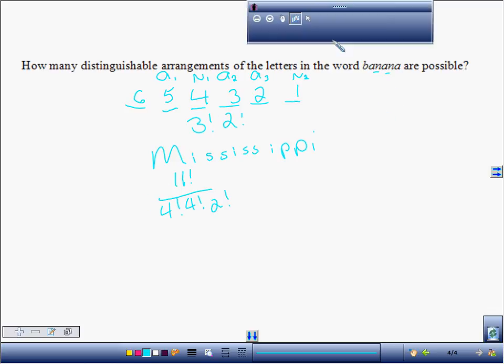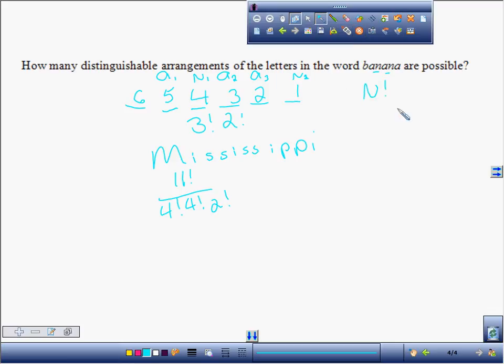So there's a formula in your book that says when there's repeated items, then you have to divide by the factorial of the number of times that thing repeats. It looks like this.